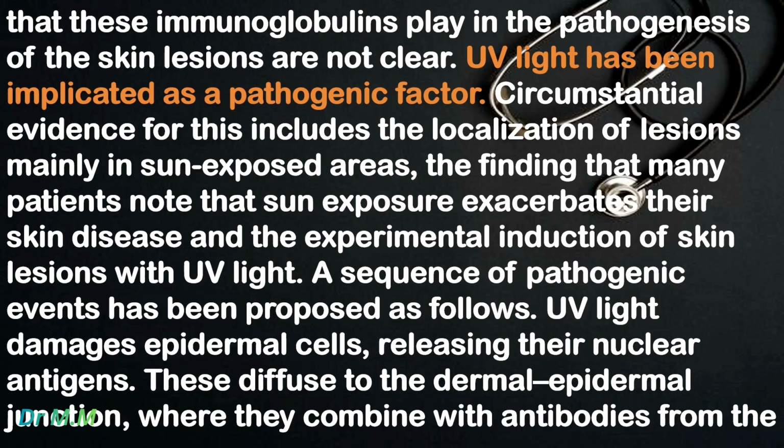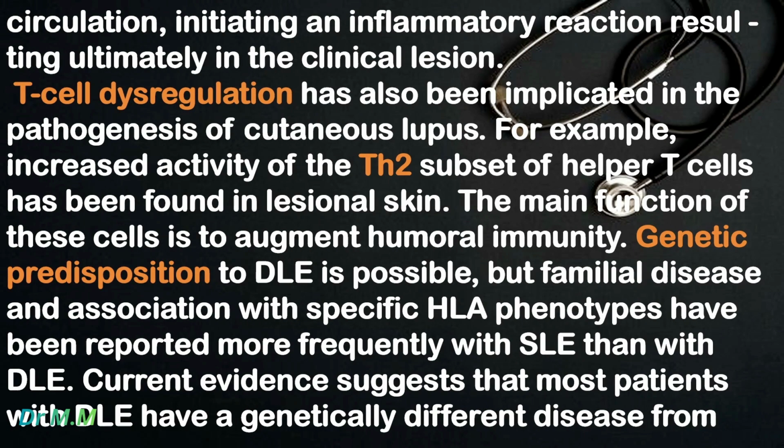Circumstantial evidence for this includes the localization of lesions mainly in sun-exposed areas, the finding that many patients note that sun exposure exacerbates their skin disease, and the experimental induction of skin lesions with UV light. A sequence of pathogenic events has been proposed as follows. UV light damages epidermal cells, releasing their nuclear antigens. These diffuse to the dermal epidermal junction, where they combine with antibodies from the circulation, initiating an inflammatory reaction, resulting ultimately in the clinical lesion.